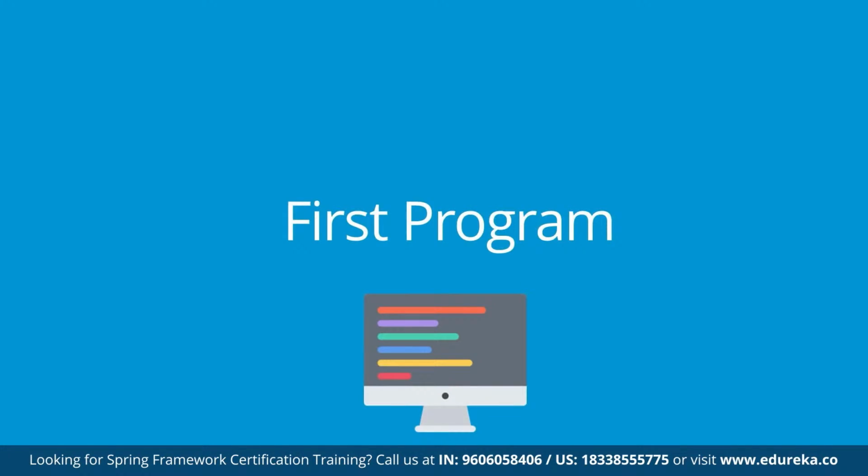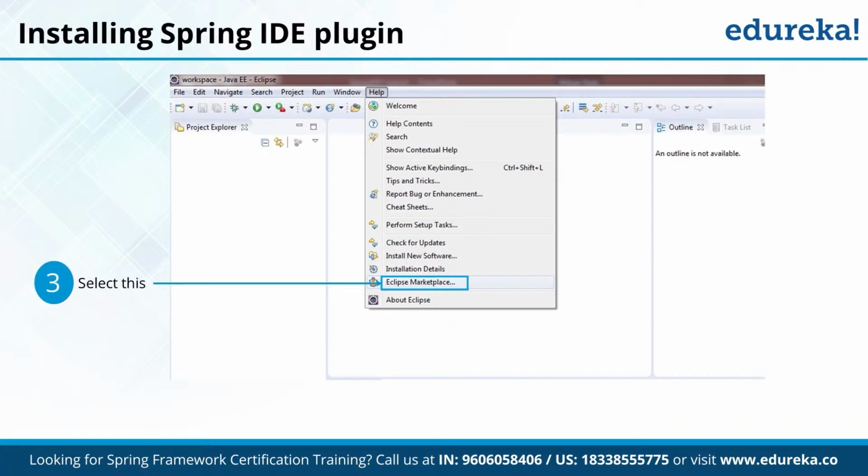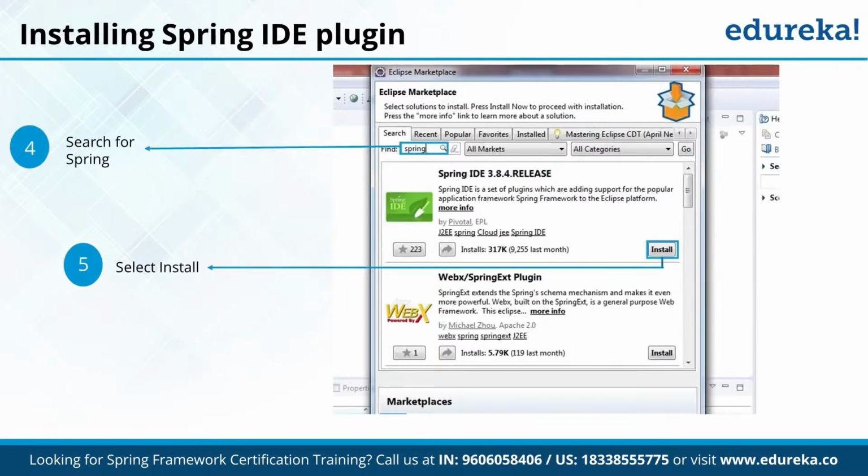So what we are going to do now is the first program in the Spring framework. Let's see how we can write it. Number one, you need to have an Eclipse IDE, right? You need to download the Eclipse IDE from eclipse.org and install it. Download the enterprise edition of Eclipse, go to Help and go to the Eclipse Marketplace. Select the marketplace option and from there search for Spring, and here you will get the Spring IDE.